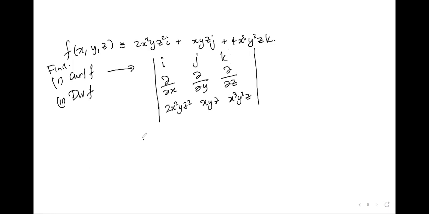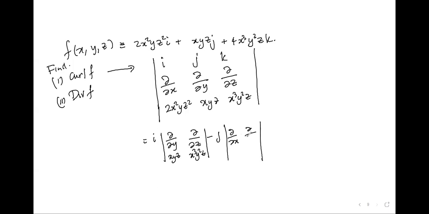All right, so if we were to find the curl, it would be the derivative with respect to y, the derivative with respect to z of x, y, z, x cubed y squared z, minus j, x, z, 2x squared y z squared, x cubed y squared z, plus k.